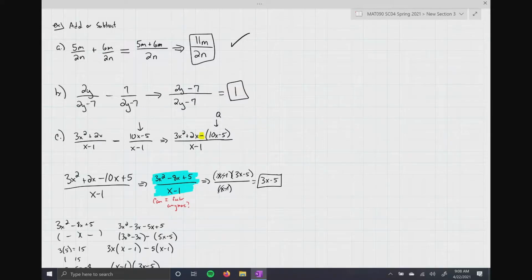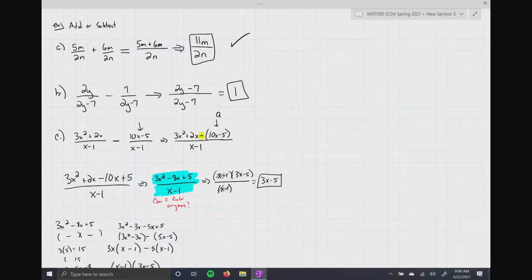So what was the one thing that we need to be careful of when we are, and I'm going to be more specific, what do we need to be careful of when we subtract rational expressions? We need to put them in parentheses. And why do we need to put them in parentheses? Because of the sign. Yes, perfect.